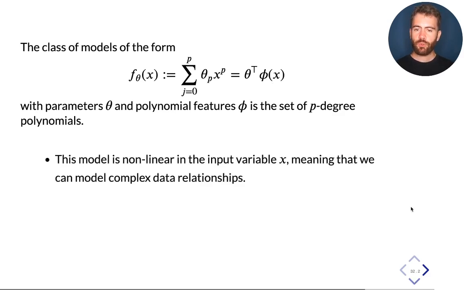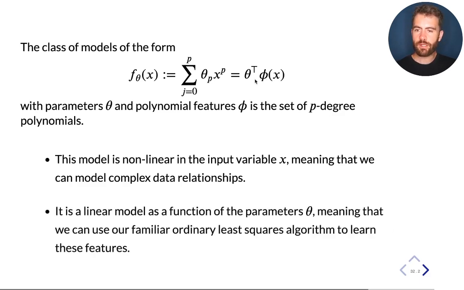Now, there are a few interesting observations that we want to make about this class of model. The first observation is that these models are all nonlinear, and even I would say highly nonlinear, as a function of the input variable x. So f as a function of x is nonlinear because the function phi here itself is nonlinear. And this allows us to model complex nonlinear relationships in the data.